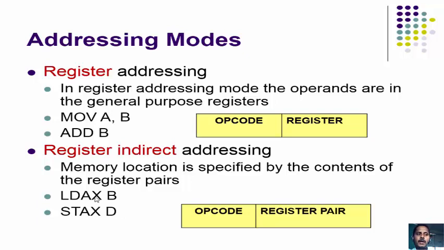So in detail about the LDAX, STAX, indirect addressing mode, and how the contents get copied and stored or written in the memory, we will see in detail. So simply remember, in case of indirect addressing mode, the register pair will give the information about the memory location. And the size of the instruction of this addressing mode is always 1 byte.